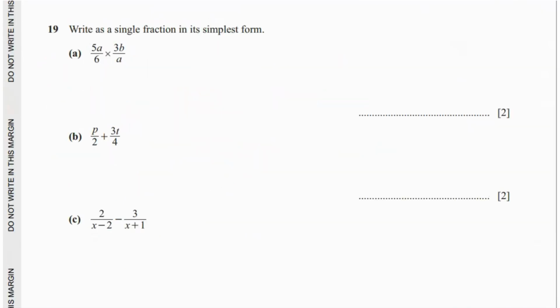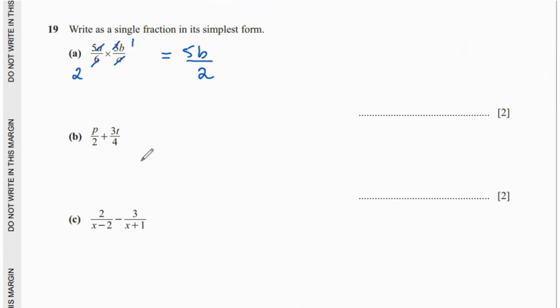Then it says write as a single fraction in its simplest form. So when you're multiplying fractions, it's best to start simplifying it if possible. Simplification can be done vertically or diagonally. So over here, the a divided by a is 1, so that gets cancelled out. 3 becomes a 1, 6 becomes a 2. So that's 5b over 2.